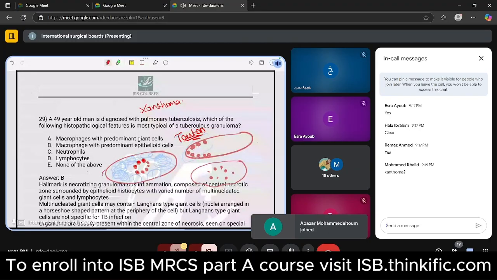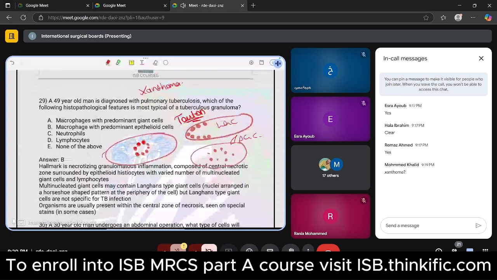So know these three types, just these three types for the purpose of the exam. Langerhans giant cell, foreign body giant cell, and Touton cell. That's what I want you to know about. Okay.